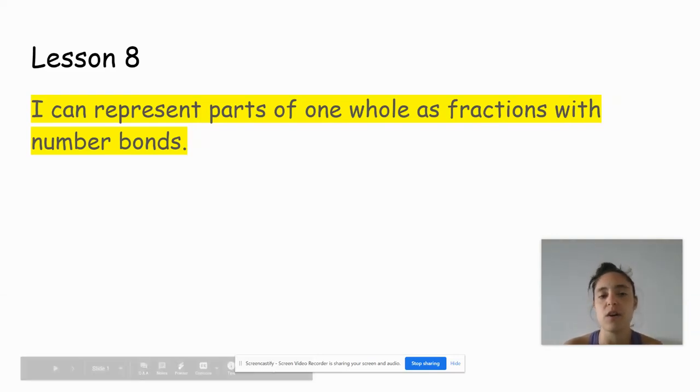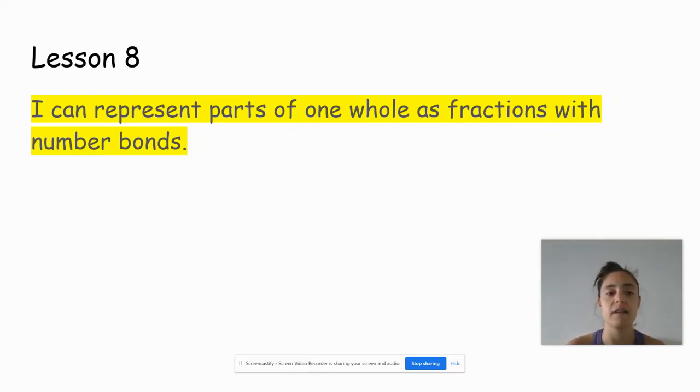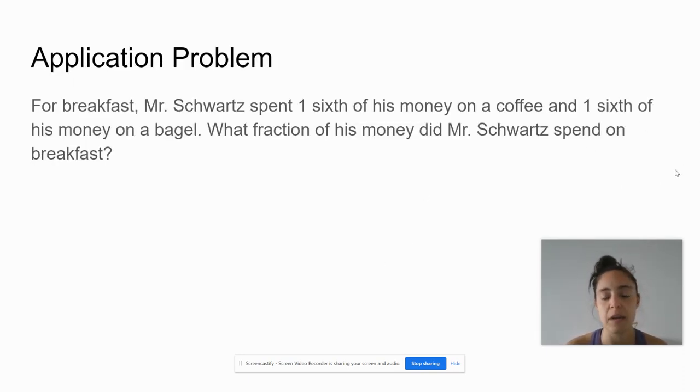Today we are going to talk about our math lesson 8, so module 5 lesson 8. And today our goal is going to be to represent parts of one whole as fractions with number bonds. So we're going to take a look at our fractions and use some number bonds. So we have our application problem.